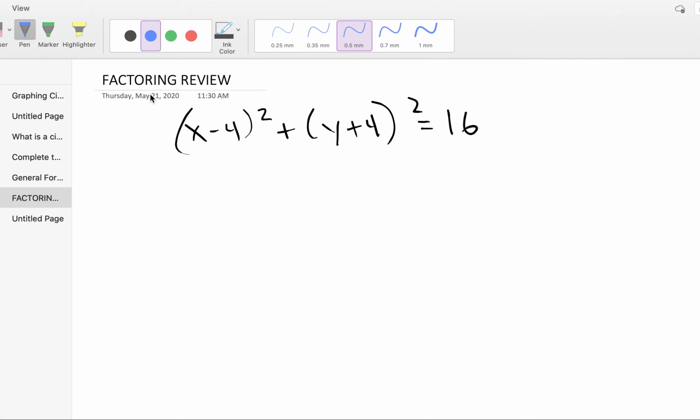looked at the standard form of a circle, and it allows us to quickly unpack it to graph a circle in a few short steps. What we learned was the x value for the center is the opposite sign of this spot, positive 4, and the y value is the opposite sign of this position, which would be negative 4.